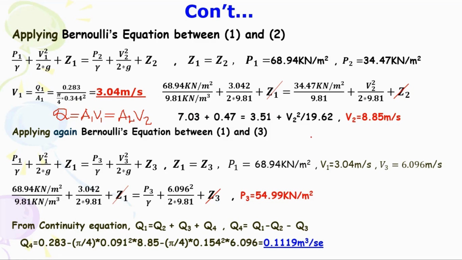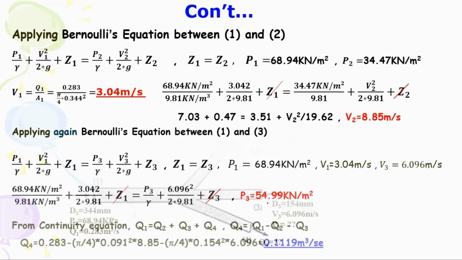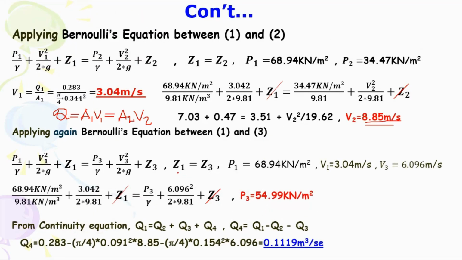So according to Bernoulli equation, we have found already velocity 8.85 meter per second. Applying again Bernoulli equation between 1 and 3. So assume horizontal, so you have elevation Z1 equal to Z3. So you will cancel Z1 by Z3. So the same pressure is given, velocity is given, then you can find pressure at section 3 will be computed. So according to the problem, pressure P3 will be computed here.